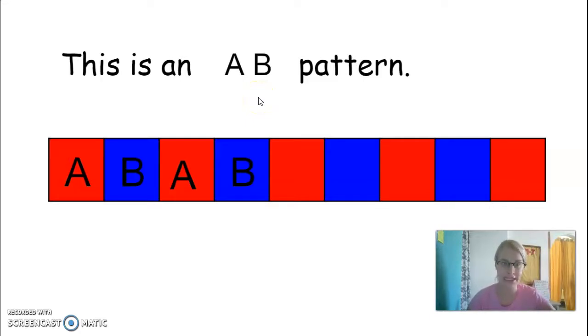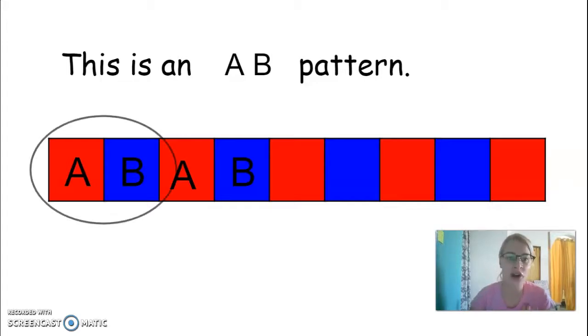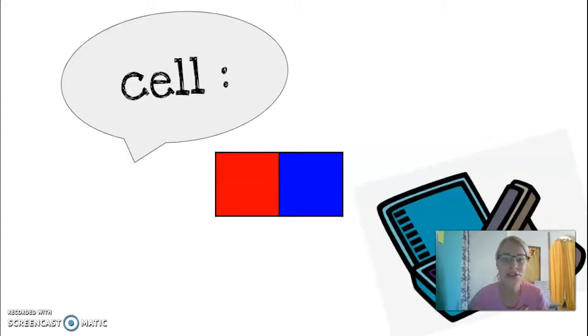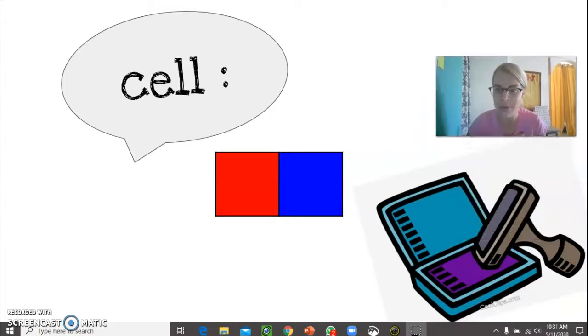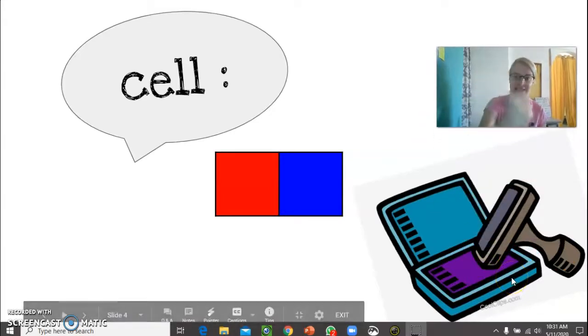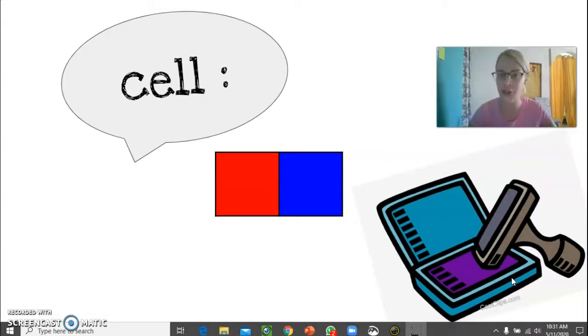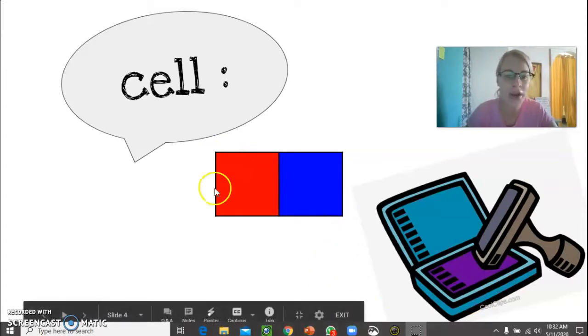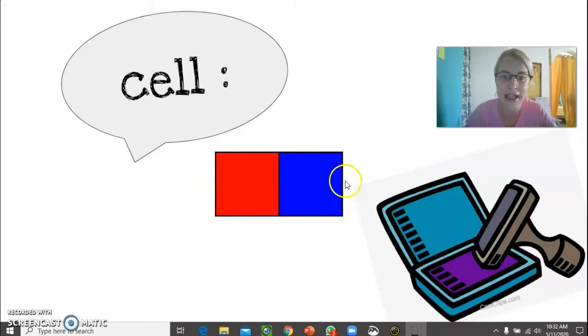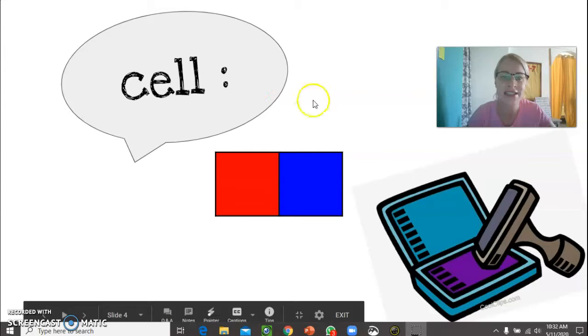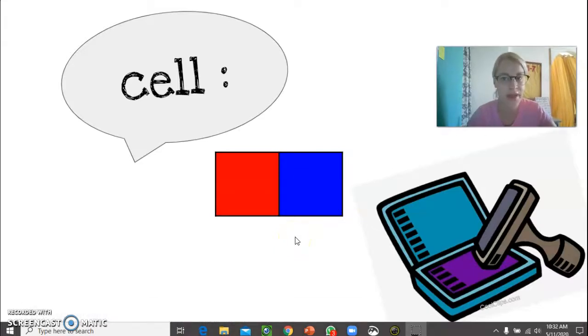And the part that repeats over and over again, the complete pattern that repeats, is called the cell. So the cell is like taking a stamp and you could just stamp it over and over and over again and you would create your pattern. So in our color one, we had the red and the blue that repeated. So I can take this red and blue cell and I could stamp it again here and then I could stamp it again and it would keep on repeating. So the cell is the part that repeats and our cell was A, B. Okay, let's keep going.